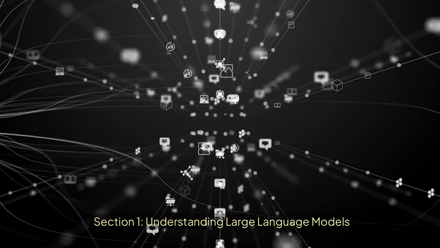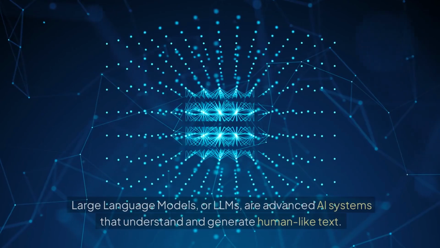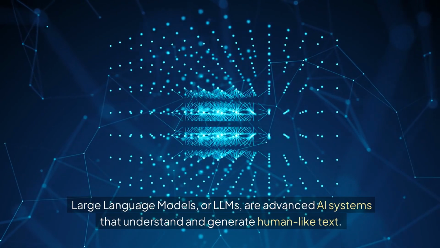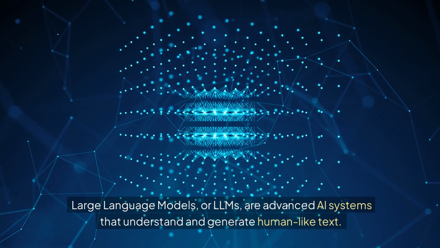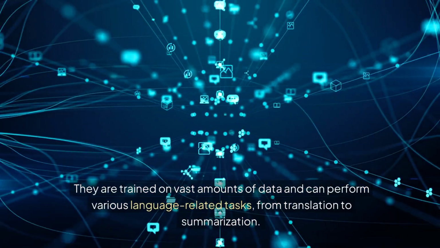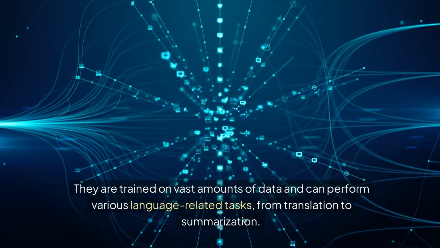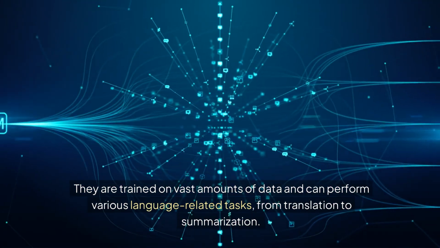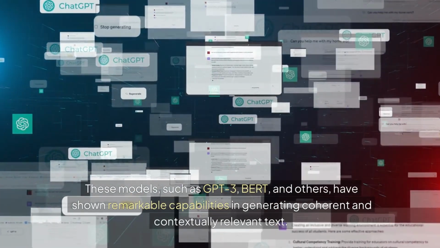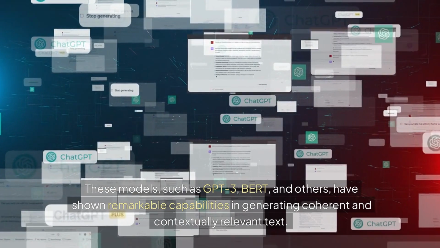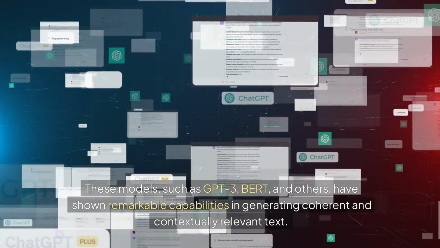Section 1. Understanding large language models. Let's start with the basics. Large language models, or LLMs, are advanced AI systems that understand and generate human-like text. They are trained on vast amounts of data and can perform various language-related tasks, from translation to summarization. These models, such as GPT-3, BERT, and others, have shown remarkable capabilities in generating coherent and contextually relevant text.